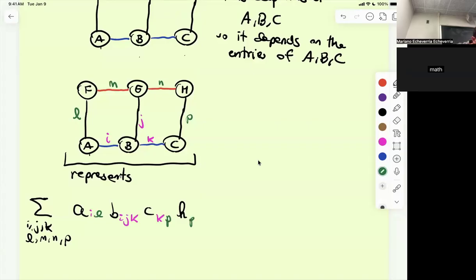All this mess doesn't affect the calculation too much, but I still want to show you how it looks. And then G has entries, I'll just call them N, J, M. And then what am I forgetting? Just F, right? And F has entries M, L, I guess.